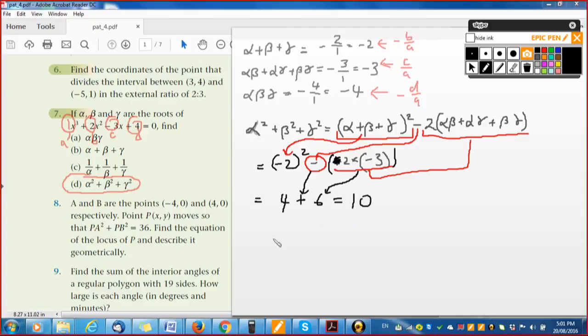Is that the answer in the back? Yep. Yeah, thought it might be.